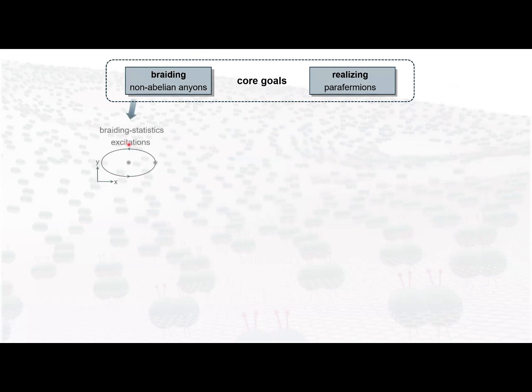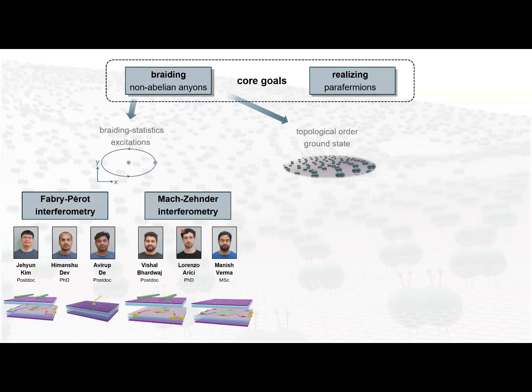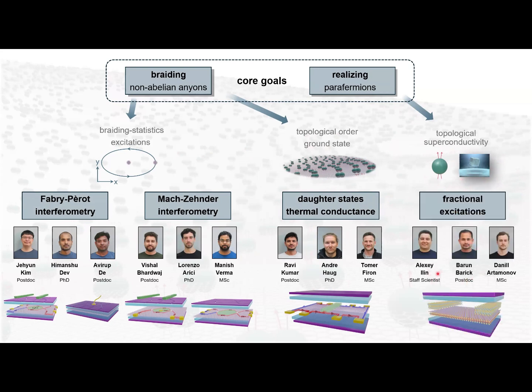One is looking at the excitation, looking at the braiding statistics. The other one is looking at the ground state and looking on its topological order. So here we are working on Fabry-Perot interferometry and Mach-Zehnder interferometry. And on topological order studies, we are looking on daughter states and thermal conductance. And in realizing parafermion, we are trying to create these hybrid structures of superconductivity and fractional quantum Hall effect, which is the third direction.